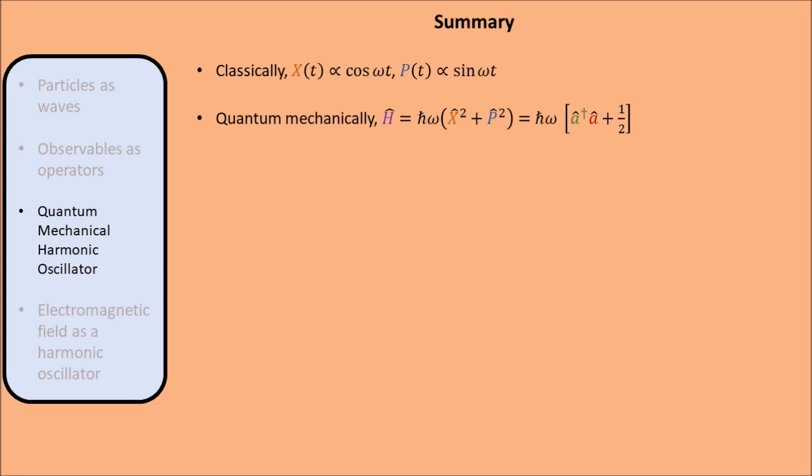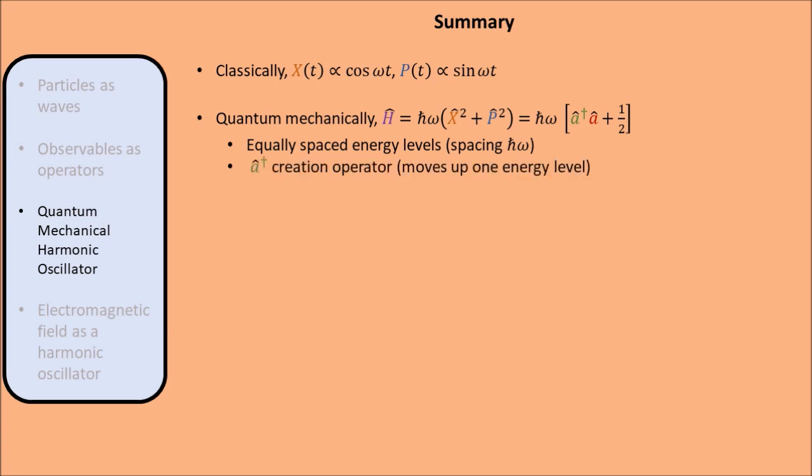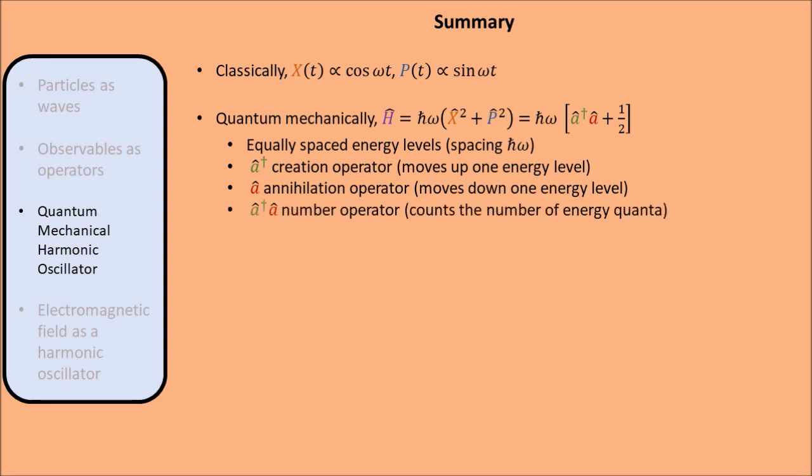By analyzing this Hamiltonian, we saw that the energy levels of the harmonic oscillator are equally spaced by h bar omega. By applying the creation operator, you can move up one energy level, or create an energy quantum, and by applying the annihilation operator, you can move down one energy level, or destroy one energy quantum. The operator A dagger A is the number operator, which counts the number of quanta that are present in the oscillator. The quantum states that most resemble classical states are coherent states.